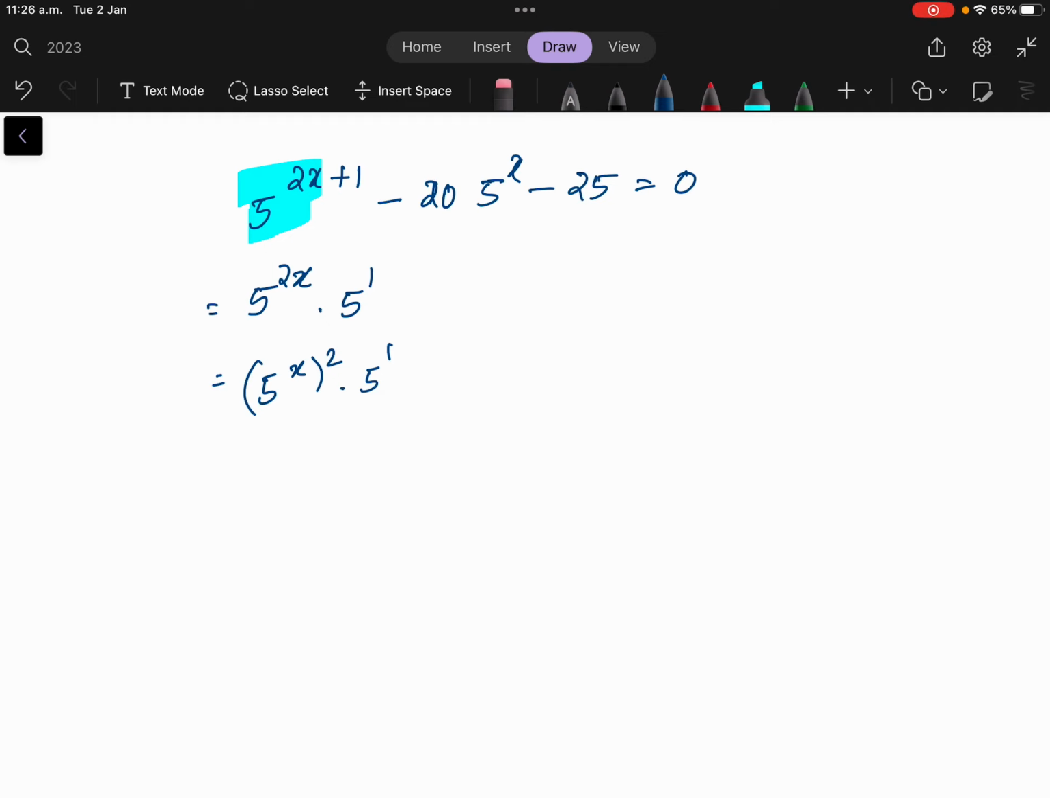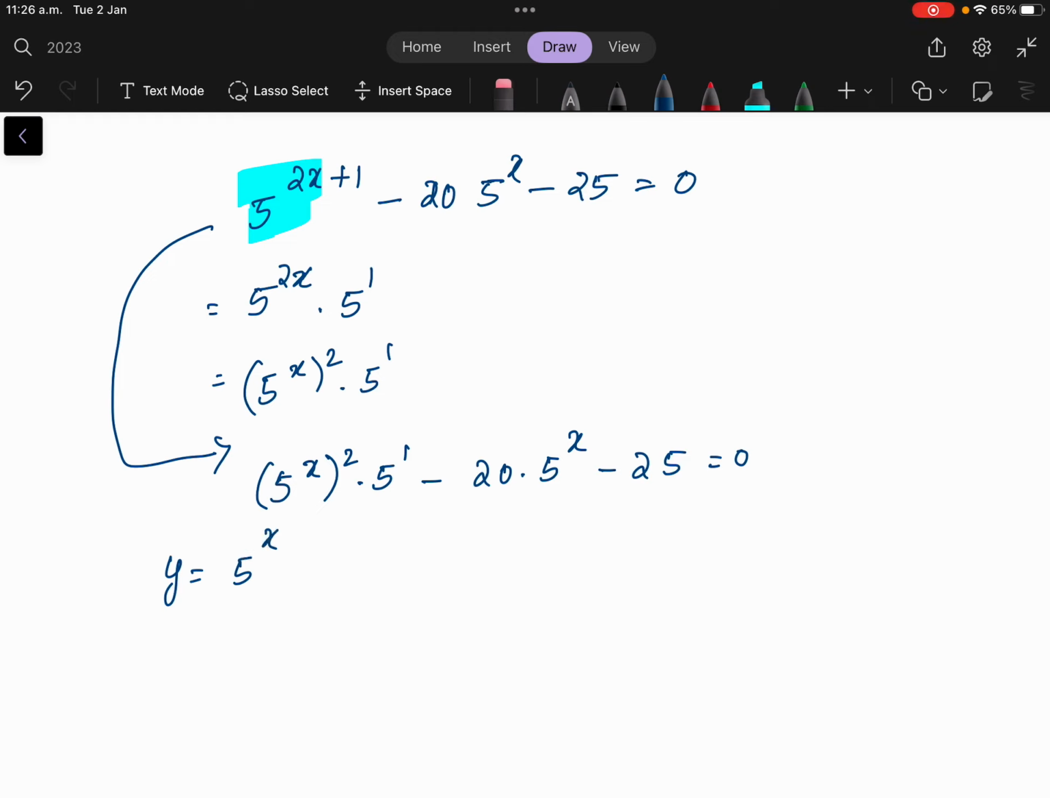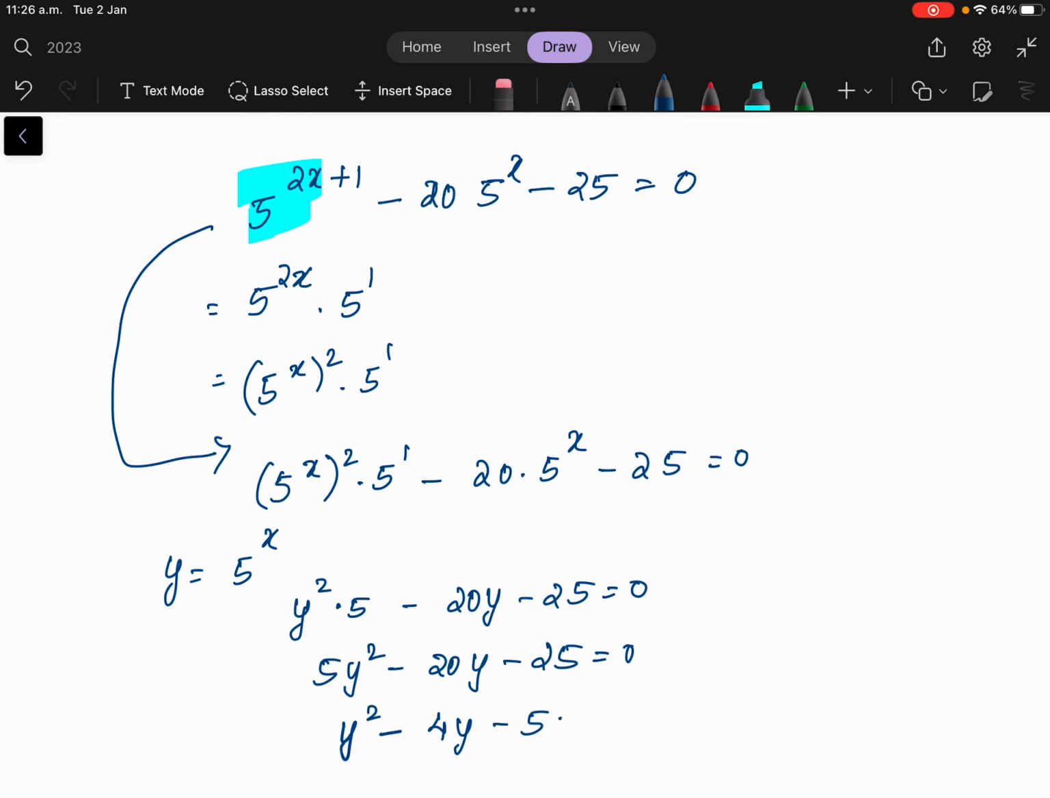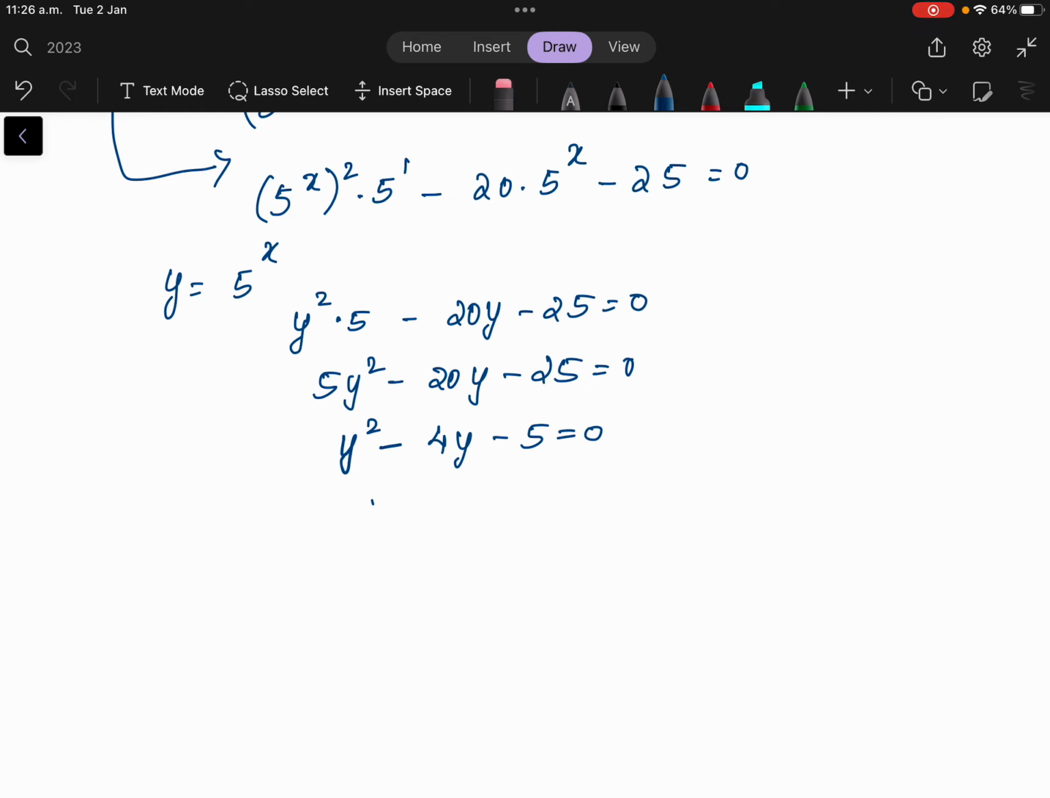Okay, and now you can write this equation as 5 to the power of x, to the power of 2, times 5 to the power of 1, minus 20 times 5 to the power of x, minus 25 is equal to 0, and then you can sub in y equal to 5 to the power of x. Okay, you can sub in for a new variable, and then that will become y squared times 5 minus 20y minus 25 is equal to 0, which is nothing but 5y squared minus 20y minus 25 is equal to 0. And since 5 is common, you can simplify it as y squared minus 4y minus 5 is equal to 0, and it's a quadratic equation which you can solve as y is equal to minus 1, y is equal to 5.